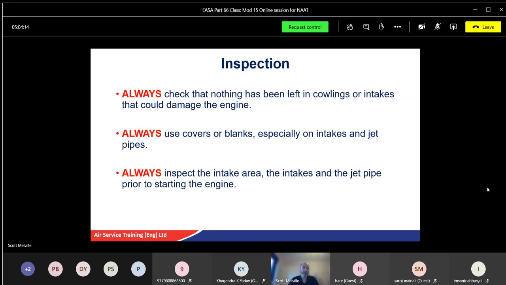So if you do see water in the intake, get a squeegee and get it out, make sure it's nice and dry. And likewise with snow and ice, always make sure there's nothing there. And any debris, it's a dusty environment, again, make sure you keep things clean.